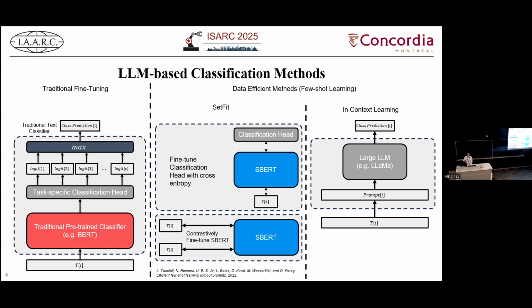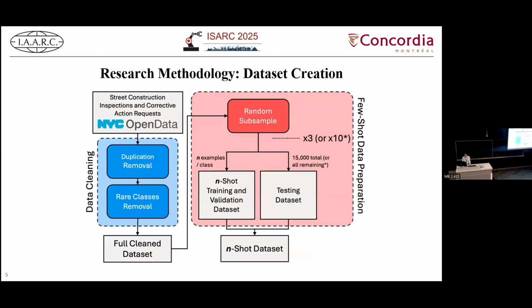So this project basically compares traditional fine-tuning and SetFit on classifying road maintenance text in a data-scarce setting. To create the dataset, we took data from New York City Open Data, in this dataset called Street Construction Inspections and Corrective Action Requests. The first step that we did was to remove duplications and also remove rare classes so that we can ensure that there's sufficient evaluation data available. And after we cleaned the dataset, we created different simulated few-shot datasets to simulate cases of data scarcity.